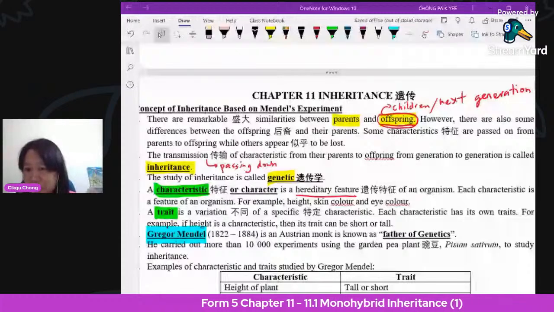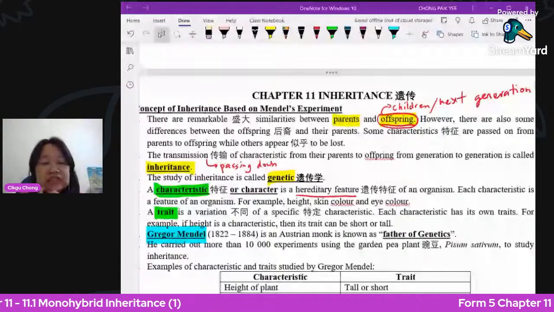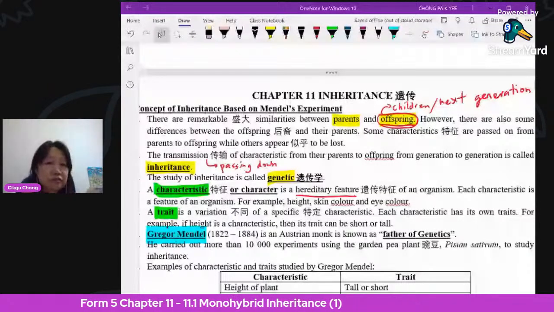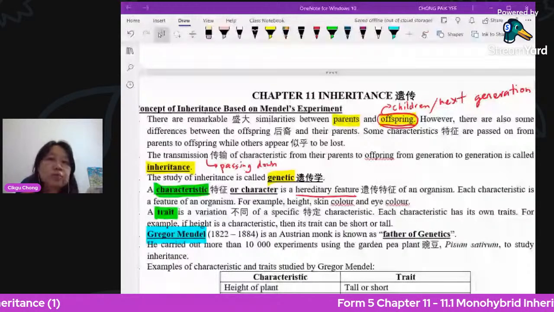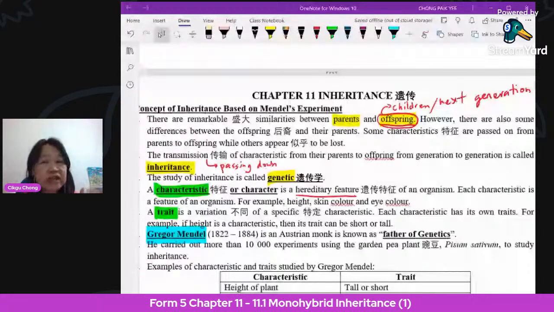Good evening. All right, now let's look at number 2. The transmission. Transmission is passing down. The passing down of characteristics, it doesn't matter what characteristic, maybe skin color, you have the skin color of your father, let's say, or you maybe have the shape of your eyes, you look like your mom, right? The characteristic or the color of your eyes or the type of hair you have, maybe curly hair or straight hair, these are called characteristics, okay?